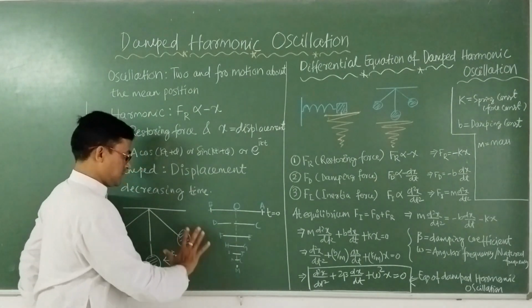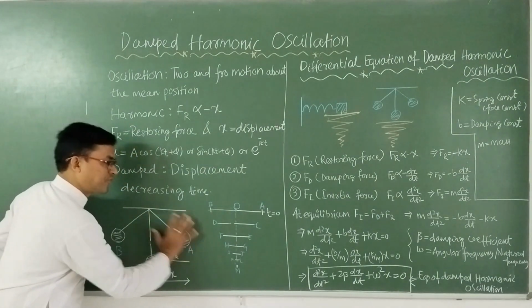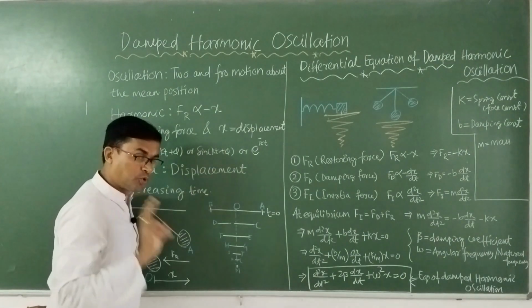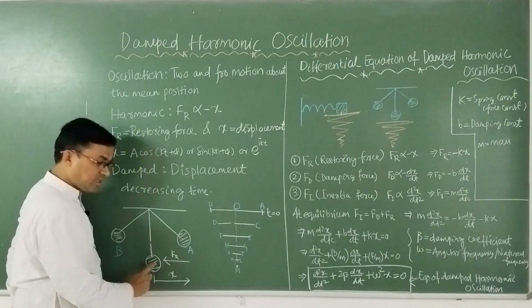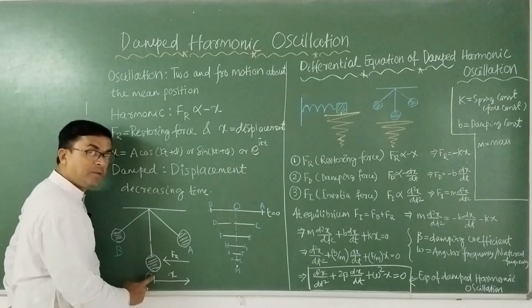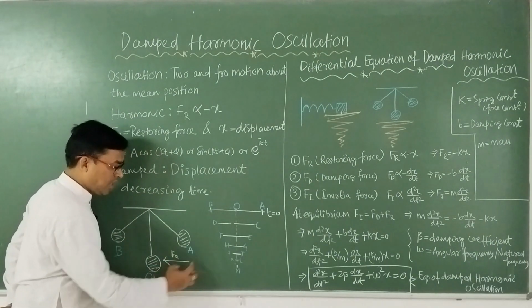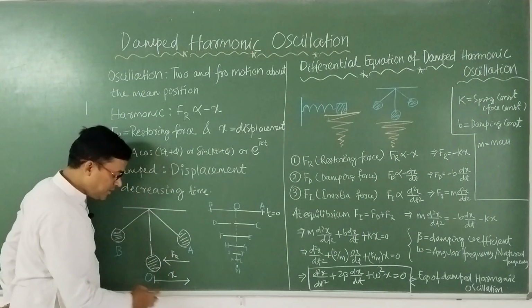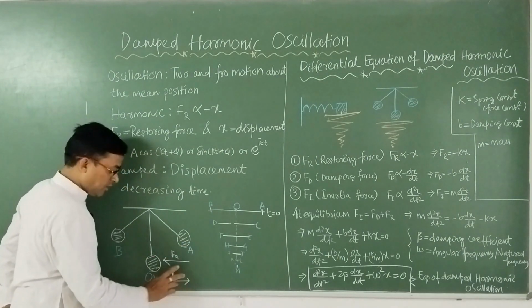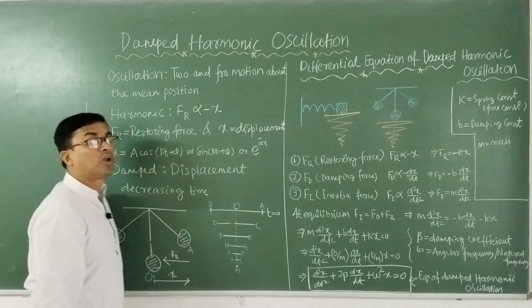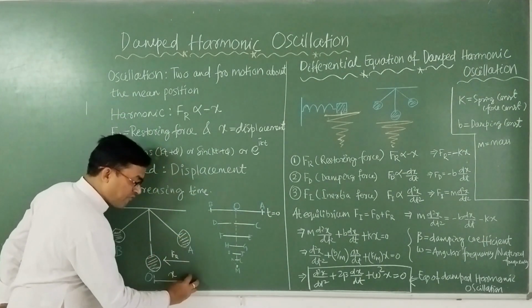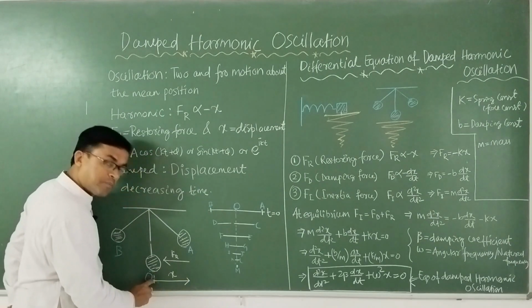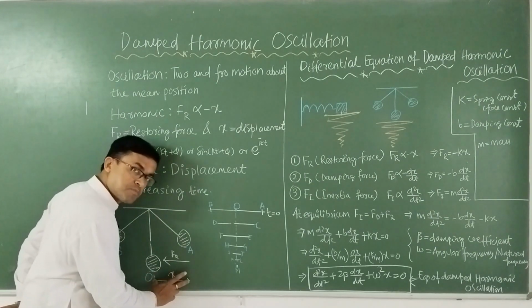So in this demonstration, in this figure, we should understand two important things. One thing is how far the mass is going away from the mean position. If this is the mean position and the mass is here, that means the distance of the mass from the mean position is called the displacement. Remember, the distance of this mass from the mean position is called the displacement.